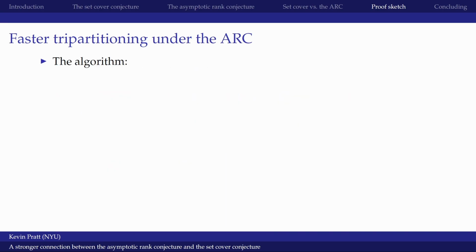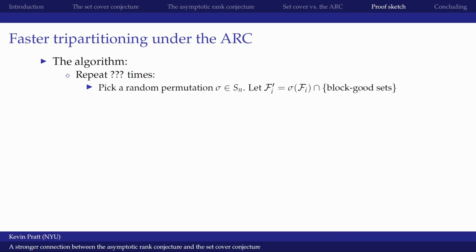So our algorithm will just be the following. We repeatedly choose a permutation on the n-element universe and define 3 set families, F1', F2', and F3', as the families obtained by permuting the universe and then only taking the permuted sets that happen to be block good. Then after that, we evaluate T sub s to the r at the indicator vectors of these 3 set families.